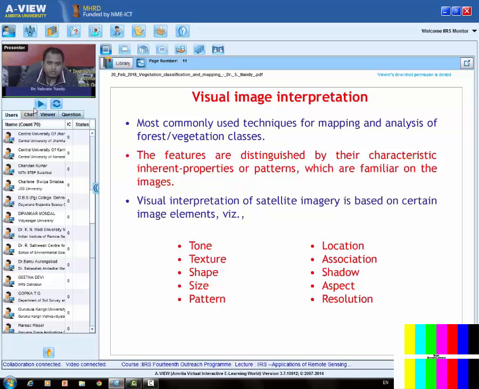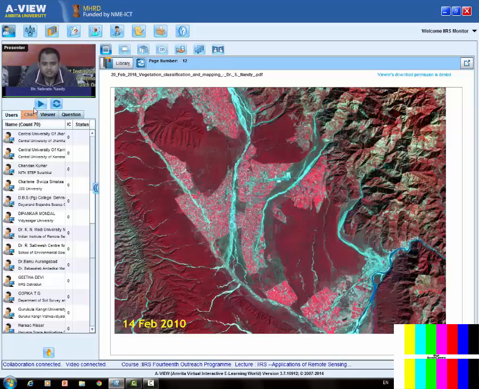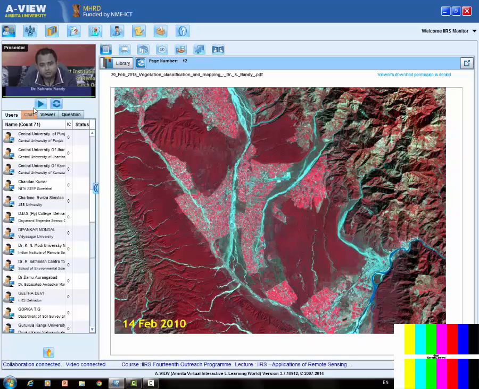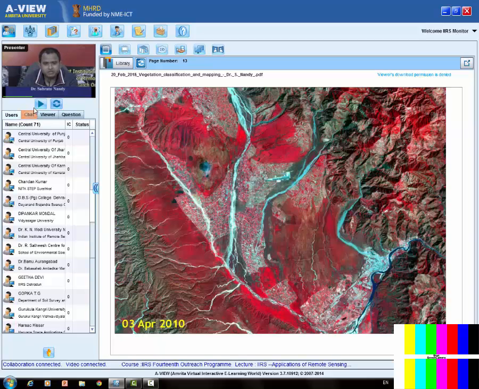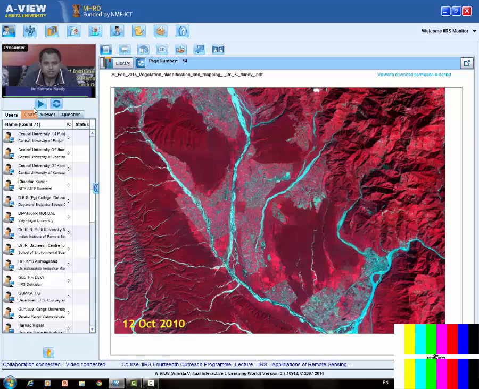First of all, I'll show you an image, a Landsat data of 14th February 2010. The area is Doon Valley. As I already mentioned, whenever any image is given to you, first of all you should ask about the area. So the area is Doon Valley, and the season, the month, is February. This is very important when I am classifying vegetation. So this is in the month of February, and this is the same area in April and the same area in October.